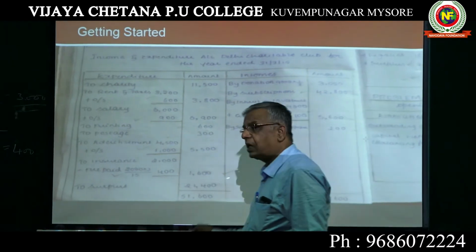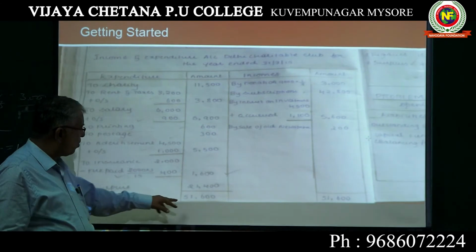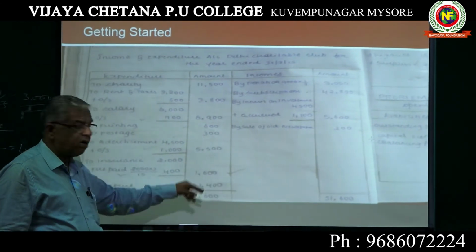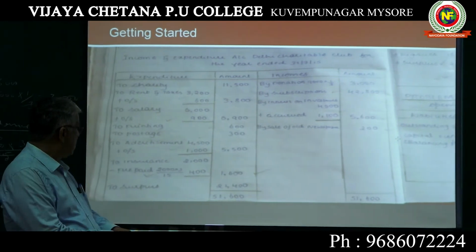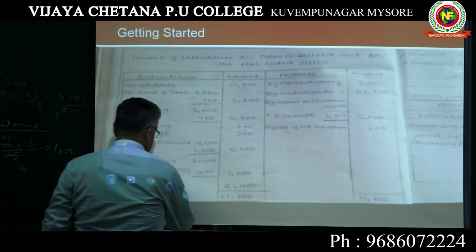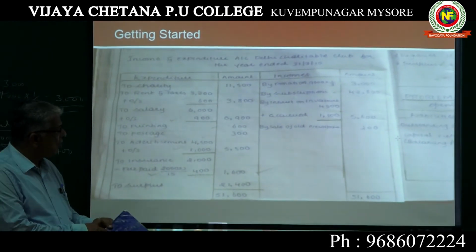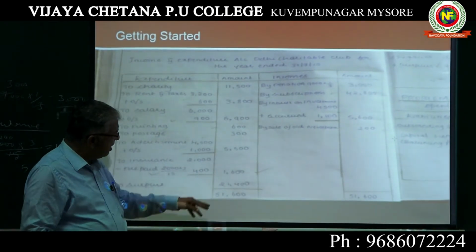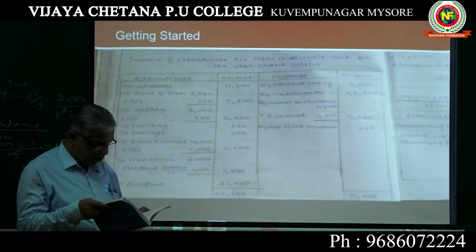51,600. You put that amount on the other side also, 51,600. So 51,600, 51,600. If you find out the balance, this is what you call surplus. The difference is 24,400, considered as surplus.